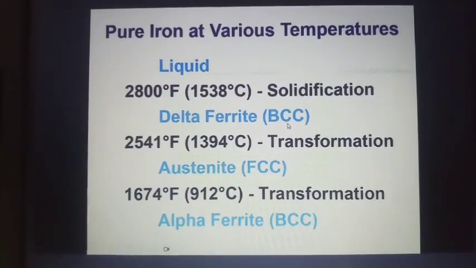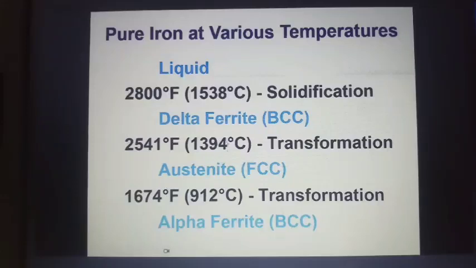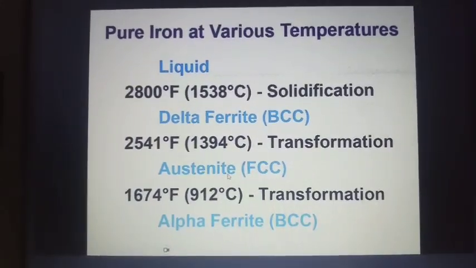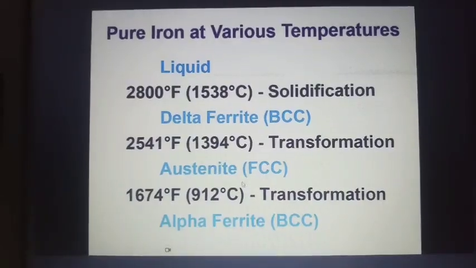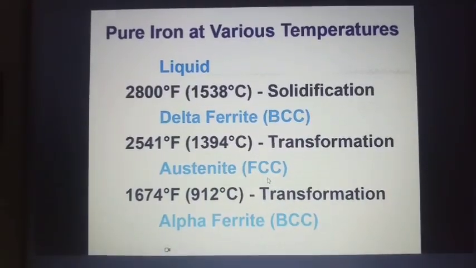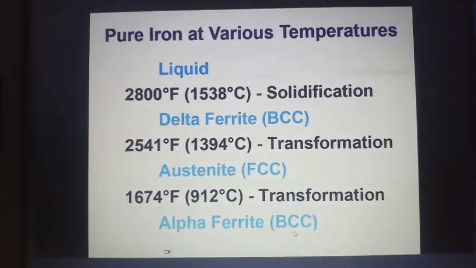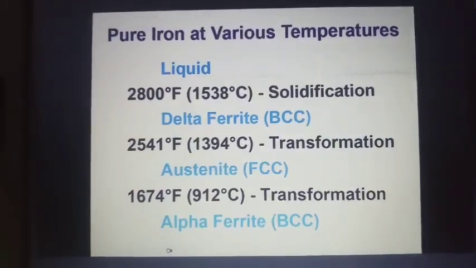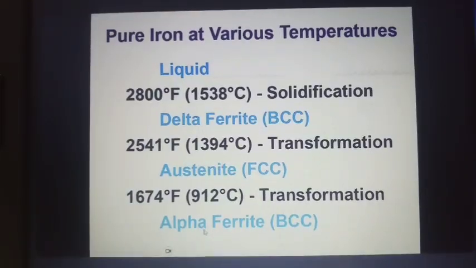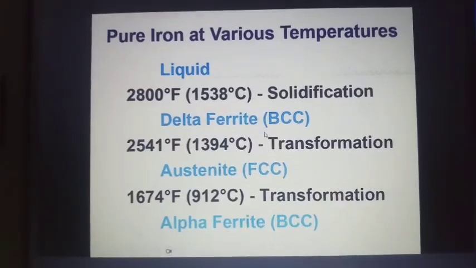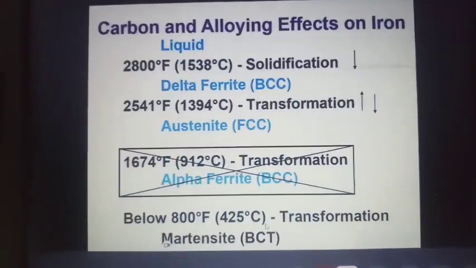delta ferrite, but this BCC is a bit slightly different. Okay. Then from 1400 to 912, it has an austenitic phase, and then below 912, it becomes again BCC, that is alpha ferrite. So this is called delta ferrite, and this is called alpha ferrite. So you need to remember this. In stainless steel, the ferrite we see is mostly delta ferrite. Okay. In carbon steel and low alloy steel, the ferrite we see is alpha ferrite.